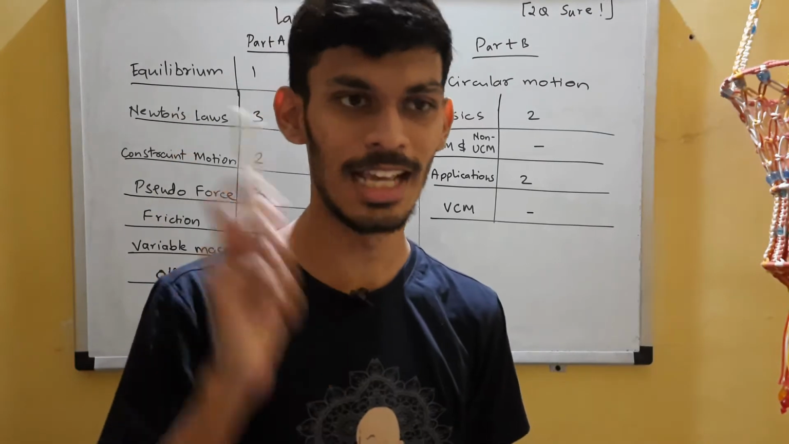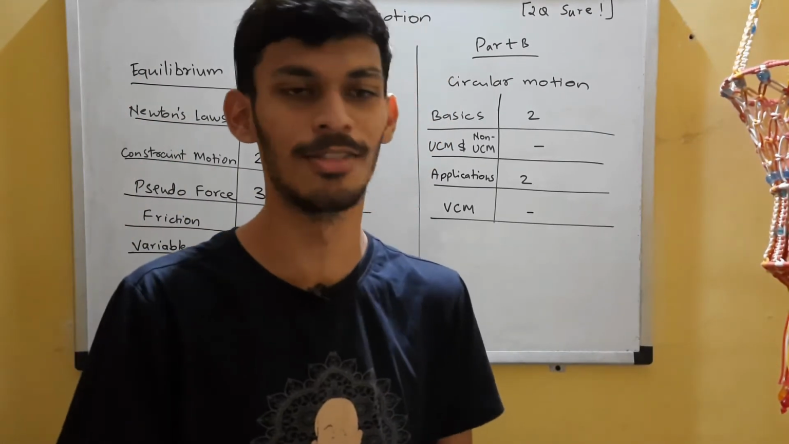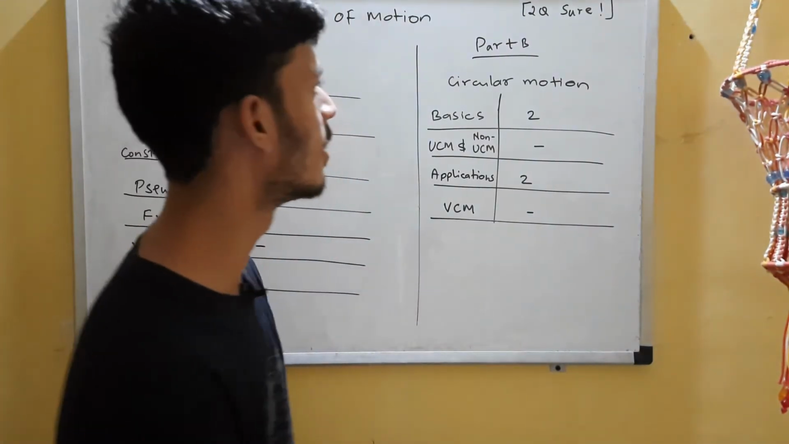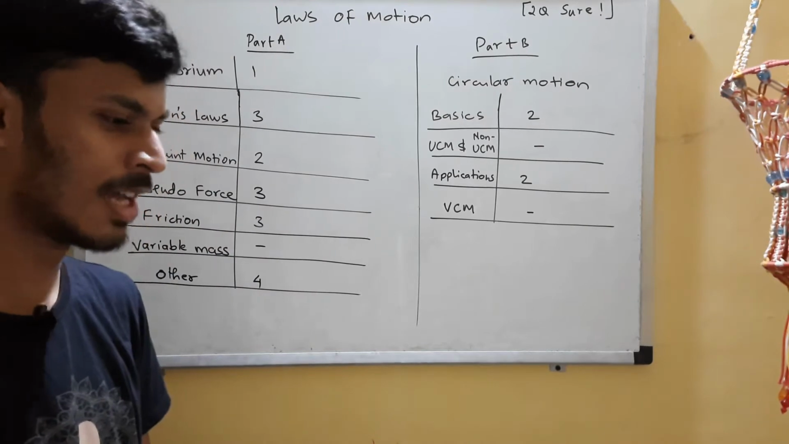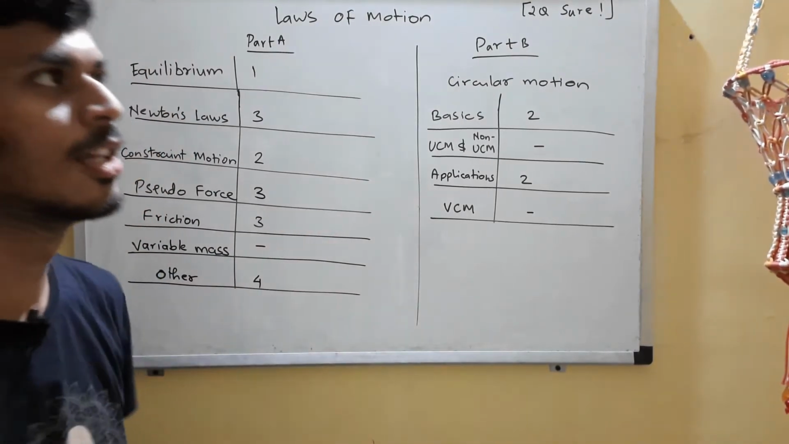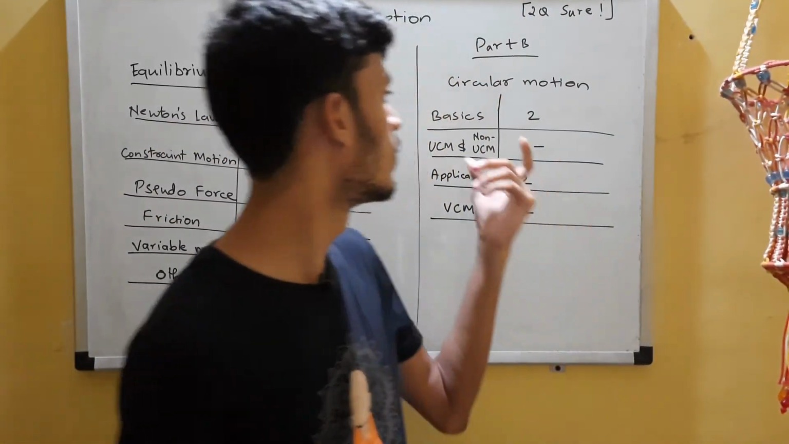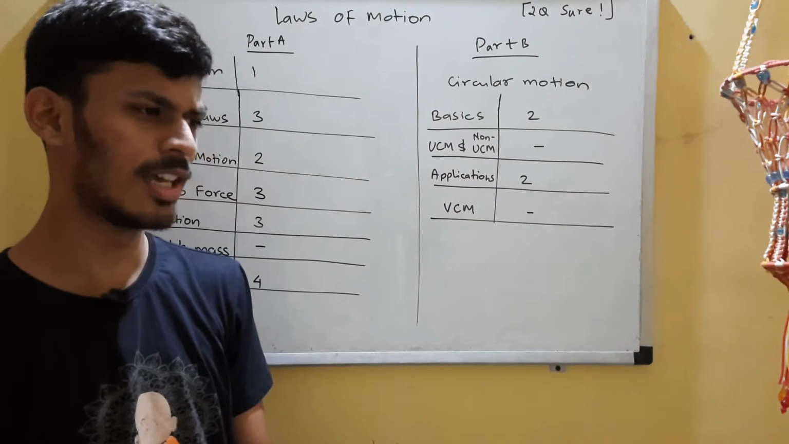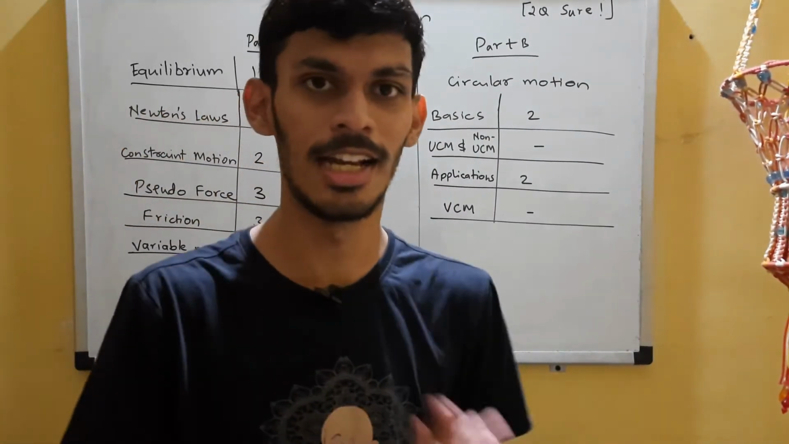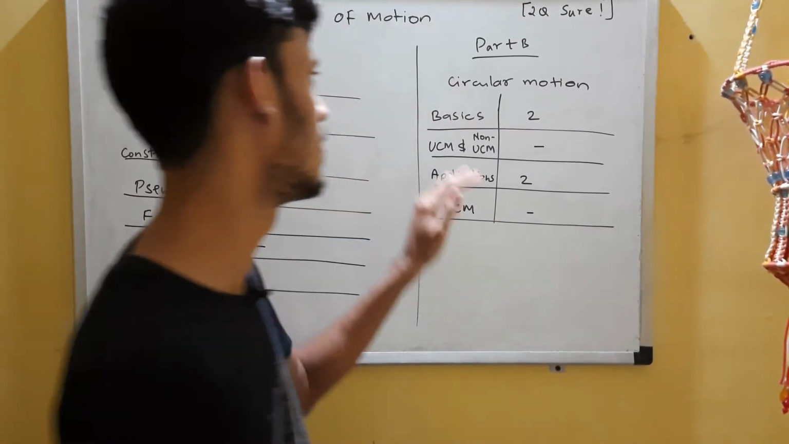That is why I was telling you that you should not skip anything, not even a single word from this chapter except variable mass. Now coming to part B, it's circular motion. This is a small thing that you learn in this chapter. Again, the first thing you learn about is the basics of circular motion, right? So two questions were asked from there. They might have asked you to calculate the centripetal force given the mass and the velocity of the body. So, straightforward questions basically.